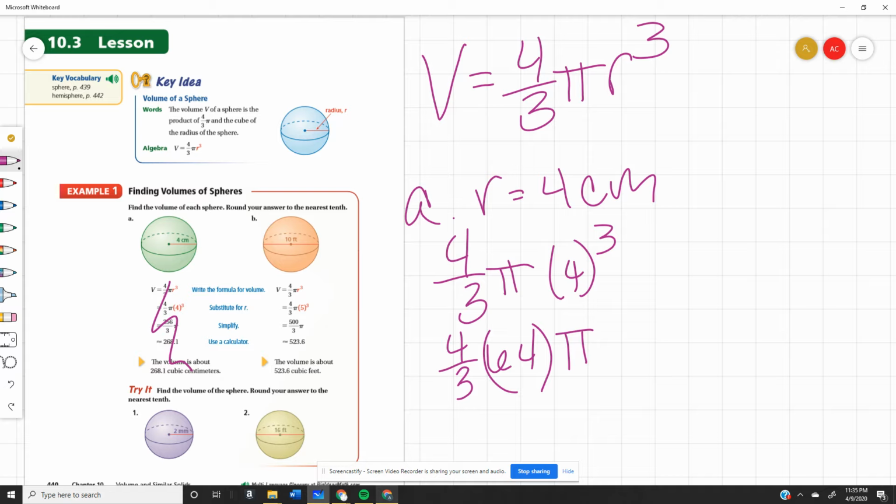And then I'm going to say that 64 times 4 is 256 over 3 times pi. And that, my friends, is where this part right here comes from. And then for this part, I'm just going to use a calculator. I'm going to enter parentheses 256 divided by 3 end parentheses times pi. And I'm going to get that is approximately equal to 268.1.